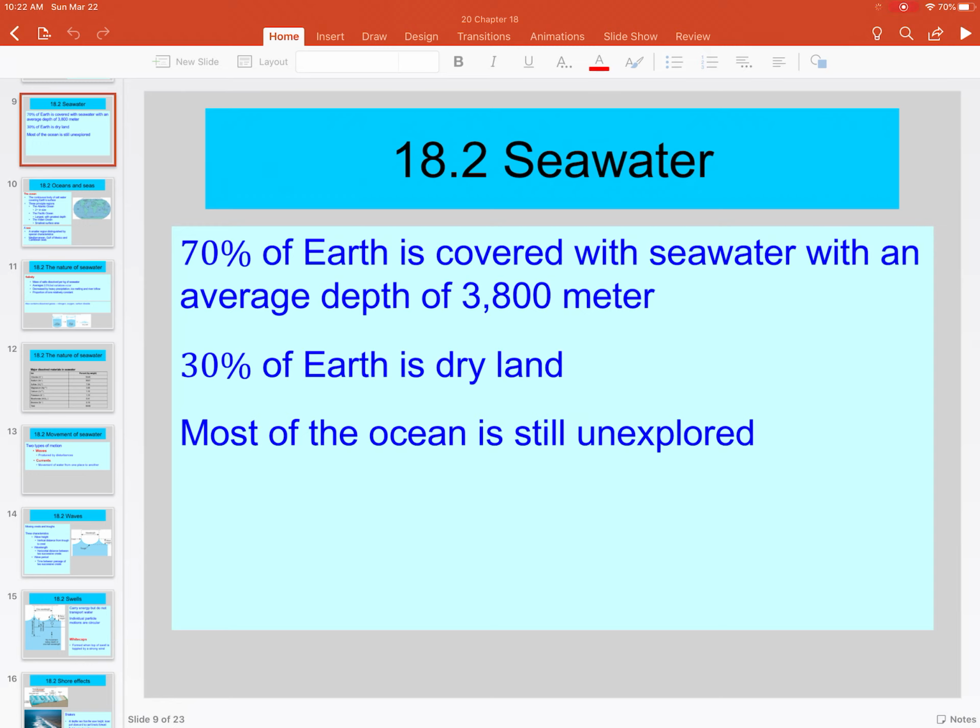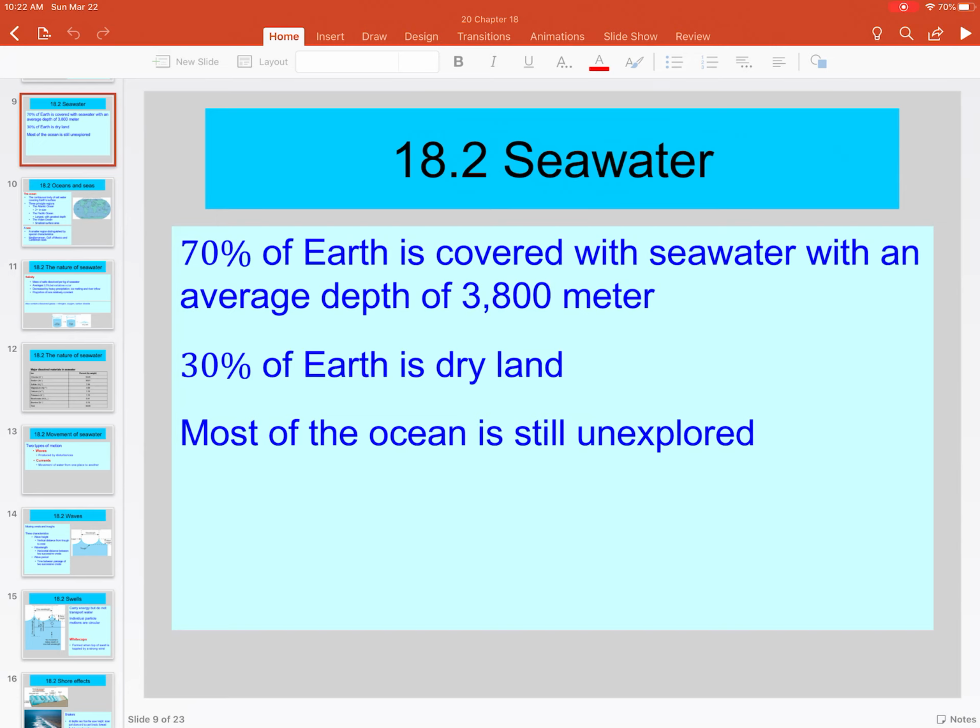in chapter 20. So we said earlier that 70% of the earth is covered with seawater, has an average depth of 3,800 meters. And so you may remember Sheridan said at one point that it's crazy that we know more about outer space than we do about what's under the sea. And that's because it's very deep. We can't actually explore most of it, so there's a lot that's still unknown.